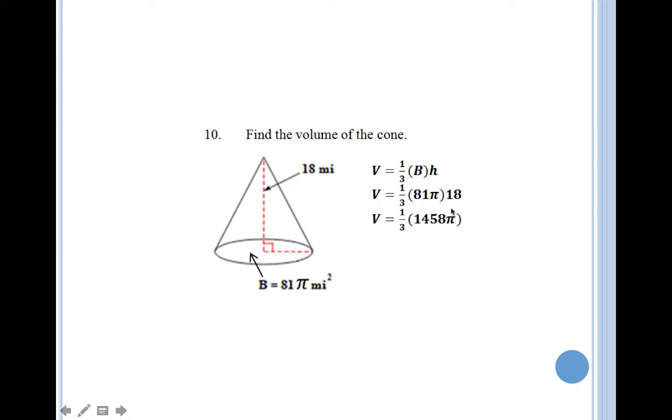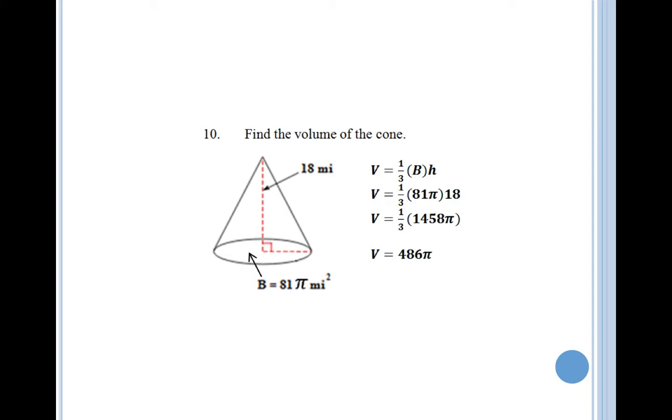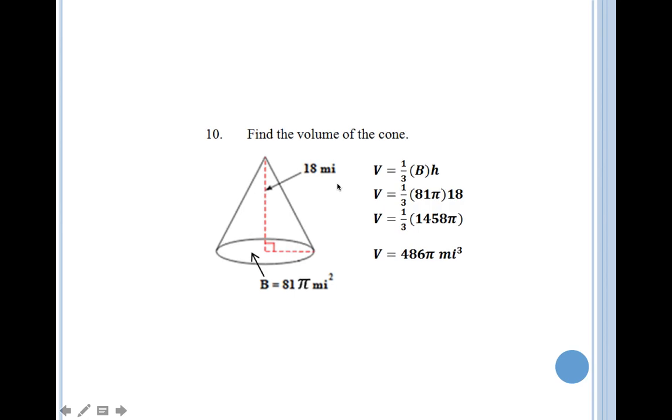1,458, and then I'm bringing that pi down. I need 1/3 of that, so I'm either dividing by 3 or multiplying by 1/3. It's actually 486, worked out to be kind of nice. Again, don't forget that pi. Last thing, look at your units. MI, miles, and volume is always cubed. So that's the end of our notes.